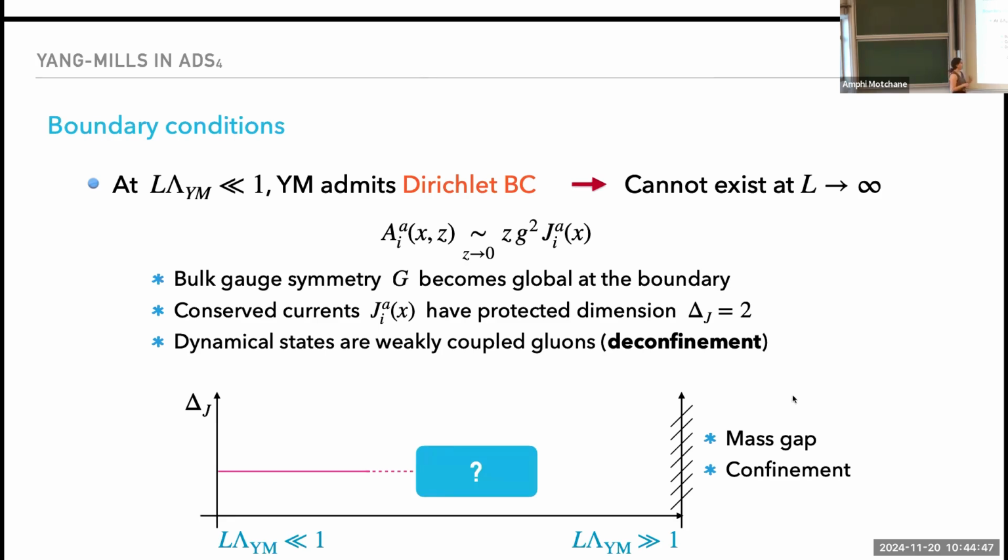Okay, so what's the end point? We need to find a way to explain why this Dirichlet boundary condition stops to exist. And this is the question that we were trying to address with our work.